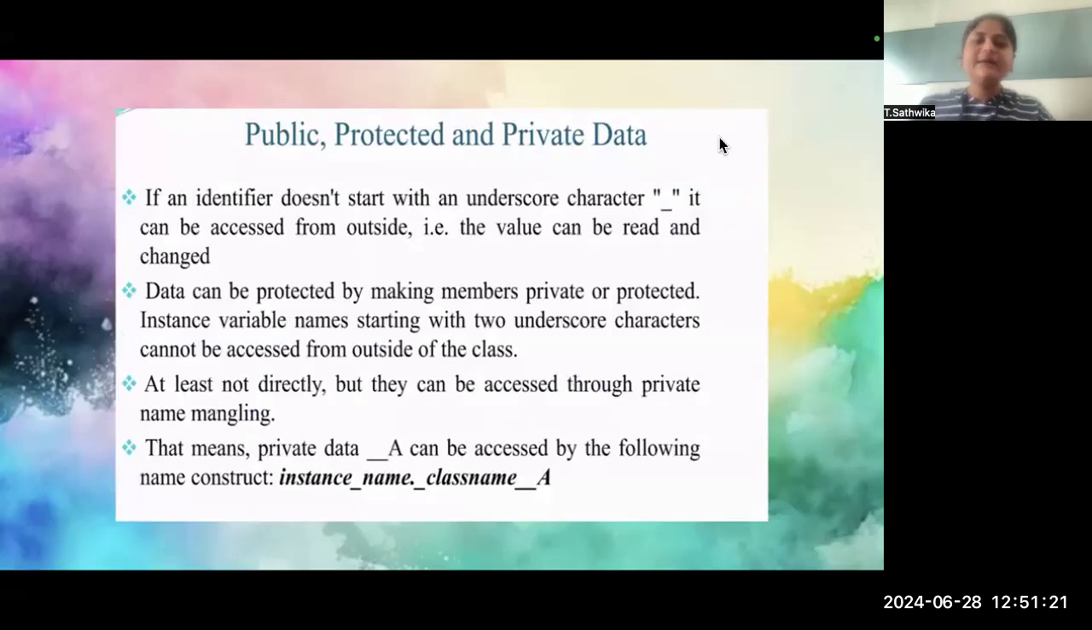And coming to public, protected, and private data. If an identifier does not start with an underscore character, it can be accessed from outside, so the value can be read and changed. Now the data can be protected by making members private or protected. Instance variable names that start with two underscore characters cannot be accessed from outside of the class, at least not directly, but they can be accessed through private name mangling. That means private data A can be accessed by the following name construct: instance underscore name dot underscore class name underscore underscore A.